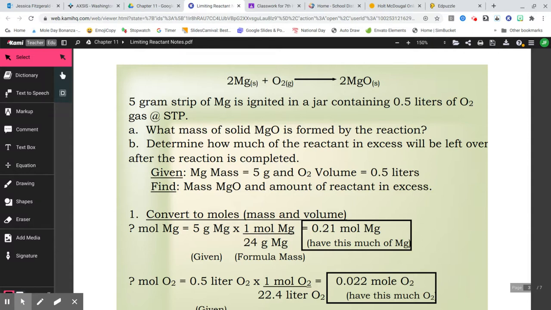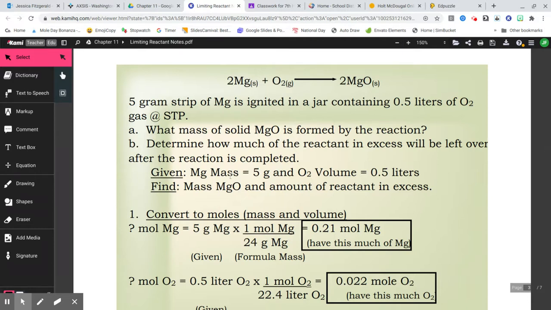I want to know how much of my product, magnesium oxide, I'm going to be making. But to do this, I have to know which one is the limiting reactant. I'm also asking for B, determine how much of the reactant is in excess, that's not going to be used or that's left over. So make your list of given and find.